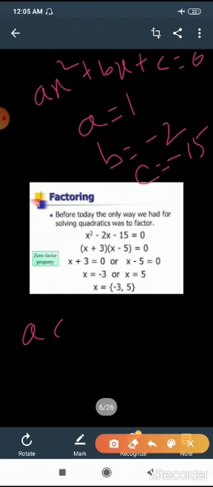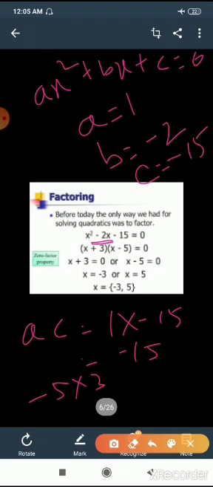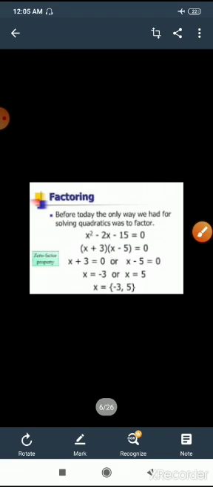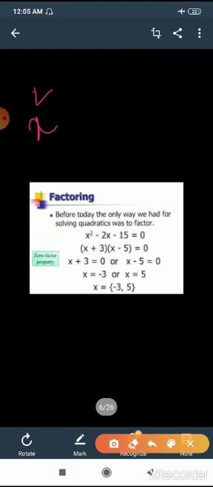Now find the product of a and c, that is 1 into minus 15, which is minus 15. Now we need to write factors of minus 15 whose sum is equal to the middle term minus 2x. So how can you split that? 5 threes are 15. As you want minus 2, minus 5 into 3. Minus 5 into 3 is minus 15, and minus 5 plus 3 is minus 2. So the middle term will be split as minus 5x plus 3x. So you can write that equation as x square minus 5x plus 3x minus 15 equals 0.